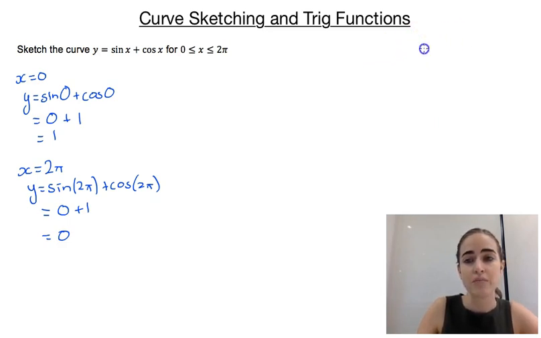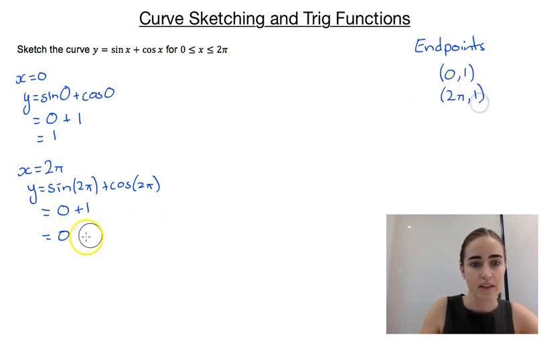So we know its endpoints are (0, 1) and (2 pi, 1). That's a 1 because 0 plus 1 is 1, not 0. All right, so those are our endpoints.